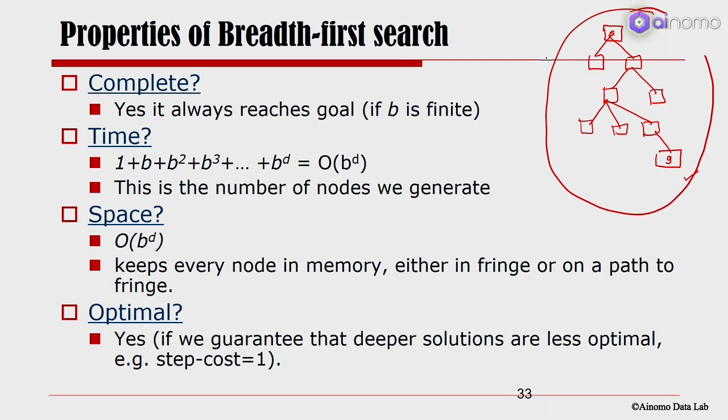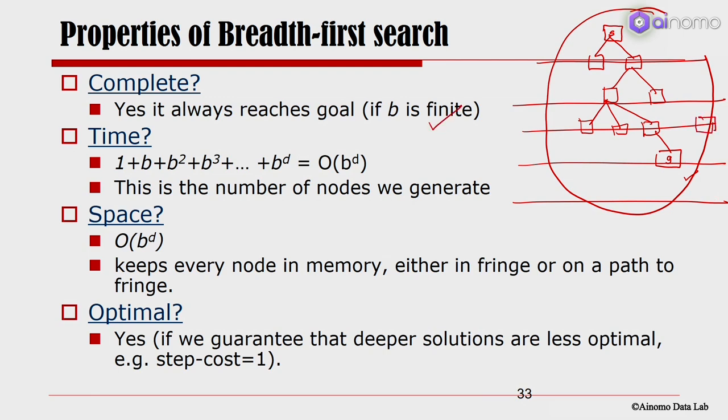Intuitively, this is because I would be expanding everything at every level, and that will guarantee that no state is missed for a finite B, and therefore breadth first search is complete. The number of nodes that we will generate at this level L is 1, and if I have B branching, at the next level it is B. At this level it will become B squared, then B cubed. So I would have an order of B to the power D. This is the number of nodes we will generate.